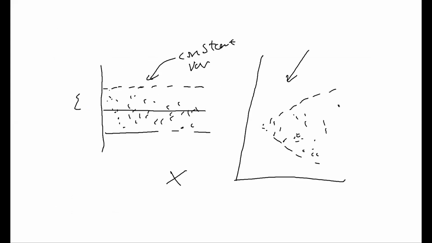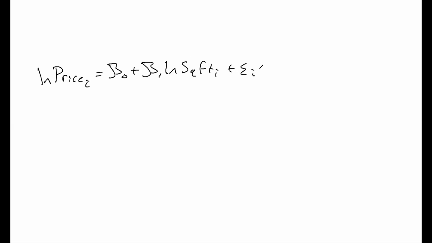But our new specification is now we're looking at log price. So the natural log of price_i is equal to beta 0 plus beta 1 times the natural log of square foot_i plus our error term. So this is the new specification for the regression. This is our new regression model.